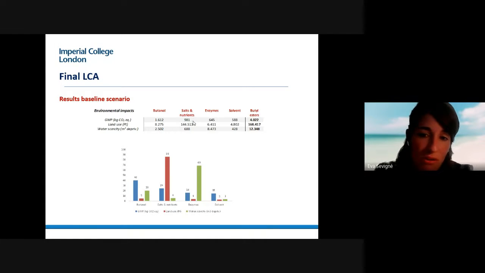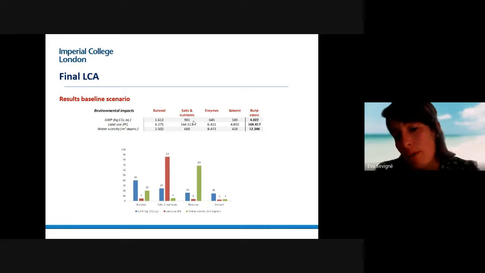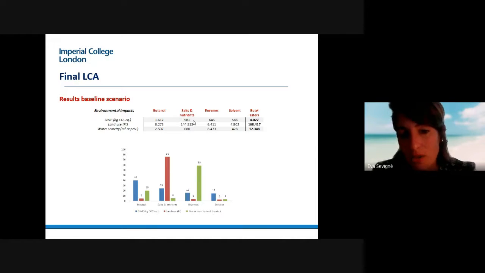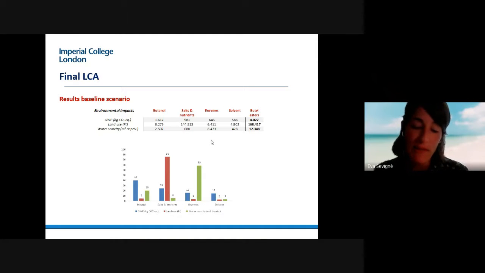So if we wanted to decrease the environmental impacts of our process for the land use impact category, we need to think about how, and if it's feasible, to substitute this glucose production. And in the case of water scarcity, we see here that the enzymes are generating the majority of the water impacts. But because we use information from EcoInvent, and this information was aggregated, we are not able to understand the origin or the hotspot of this water scarcity.